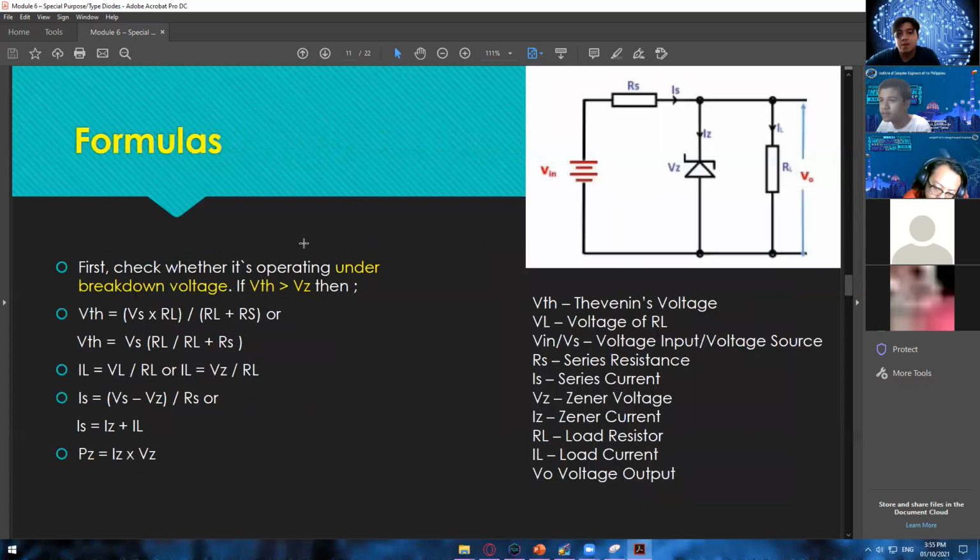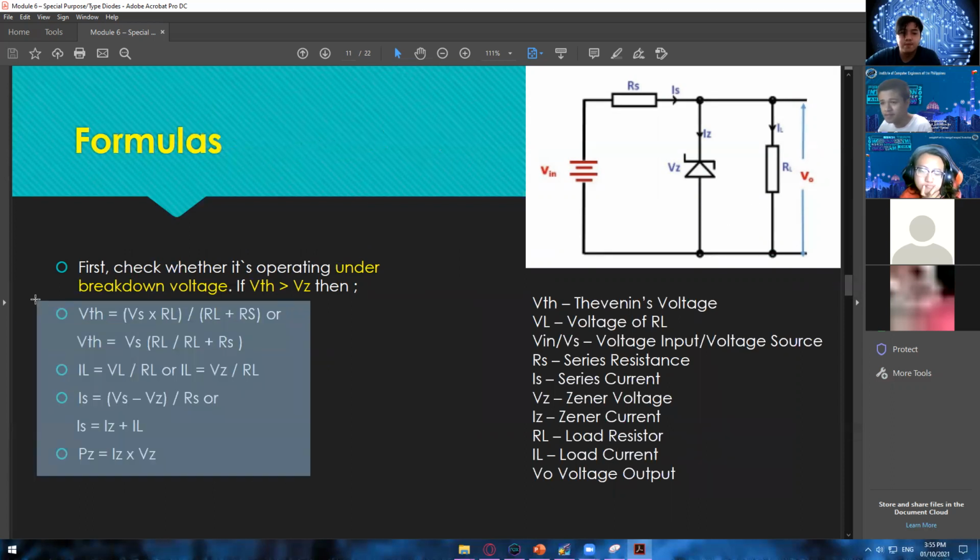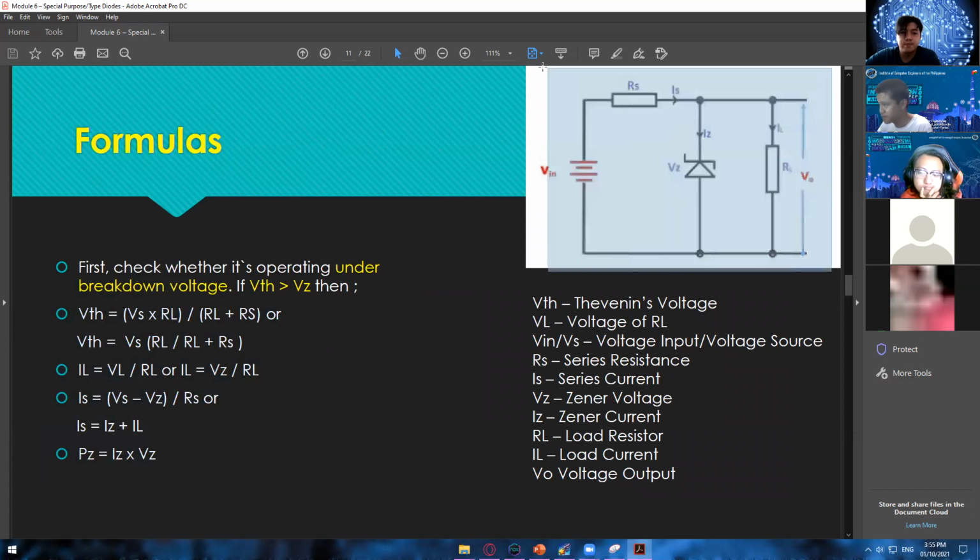All right, so let's now proceed to the next one. In here, this one is still a Zener diode, but this one now is a Zener diode as a voltage regulator. Okay, so we have a lot of variables that need to be considered in here, since this is the simple circuit of a voltage regulator.